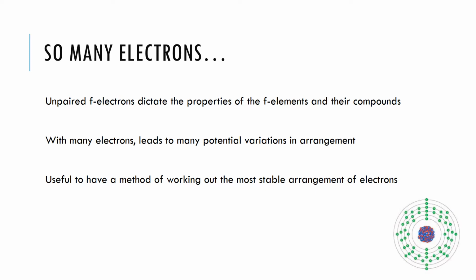And we can also have unpaired F electrons as well, which will dictate things like magnetic properties of these elements and their compounds. So with lots of electrons in these systems, it can lead to a very large number of potential variations in the ways in which we arrange the electrons around the nucleus. So it's very useful then to have a method of working out and rationalizing the most stable arrangement of electrons.